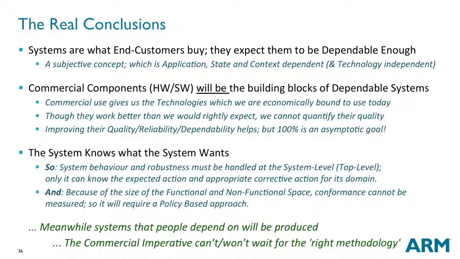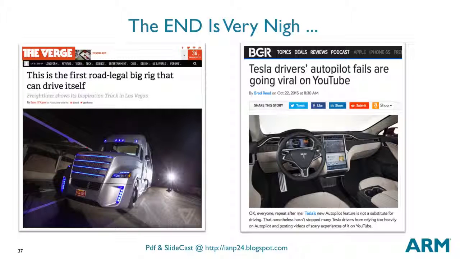The system knows what the system wants. Only at the system level can you understand what normal behavior is and what abnormal behavior is. Therefore, you have to examine that. And it's only the system that knows what the correct failure mode is, or how do we escape from this situation that we're in when a failure happens. It's only the system knows that. Meanwhile, systems that people depend on will be produced. I guess you've seen both of these recently, but they are enough to scare me.